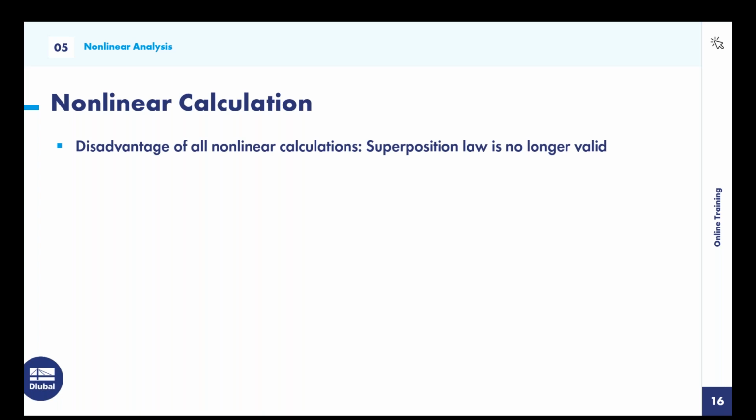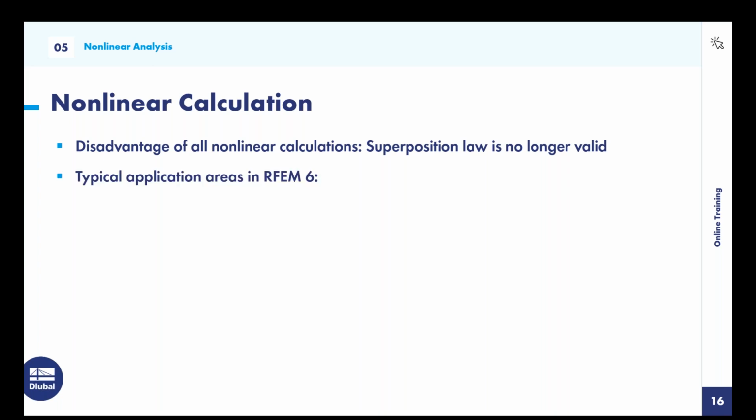One of the disadvantages to using a nonlinear calculation is that the superposition law is no longer valid or can be used. So for example, if you're running a second order calculation, such as for load cases or combinations, that would include P delta and big P delta and little P delta effects, you wouldn't be able to add those load cases or combinations together because it is a nonlinear calculation. The program would give you an error if you did that.